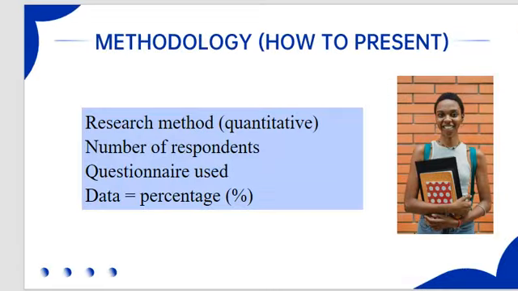In the methodology section, you explain how your research was conducted. First, state your research method. In this case, it is quantitative research because you are using numerical data from questionnaires. Next, explain your respondents. For example, you may have collected data from 100 university students. Then explain your instrument, which is usually a questionnaire. You can briefly mention that it contains structured questions on students' perceptions of relationships. Finally, explain how you analyze the data.